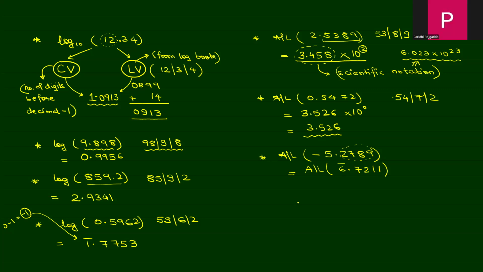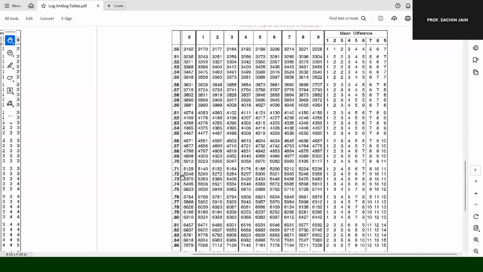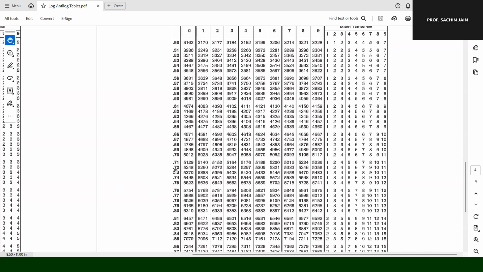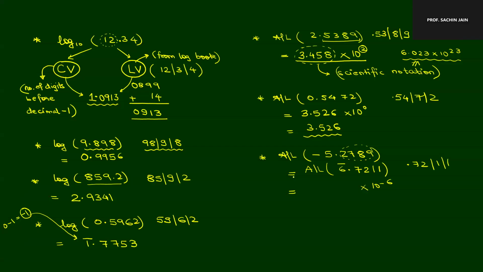Yes, sir. Okay. So now here, what will you do with bar 6? 10 raised to minus 6. And now split the number as 0.72 ka 1. Go to the antilog table. 72 ka 1, 5260 ka 1 is 1. So add, 5261 is your answer, which will be written in scientific notation as 5.261. That is your explanation of antilog.